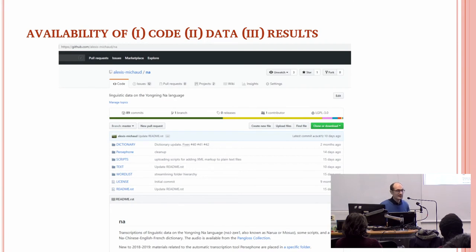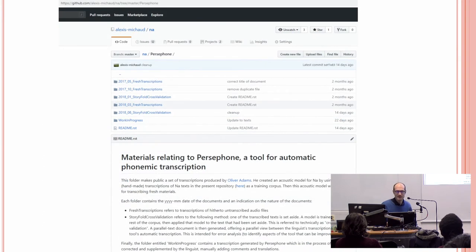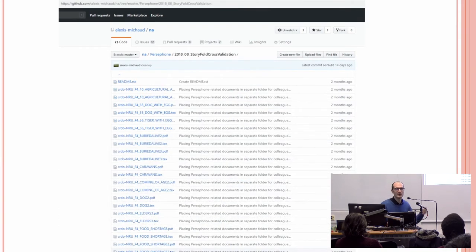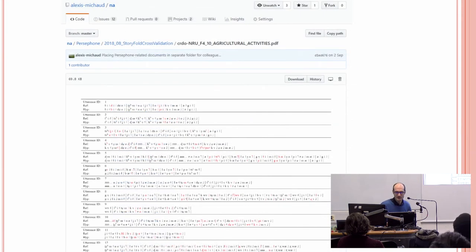So there's a GitHub repository where this is available, and it's open for anybody to look at those materials relating to Persephone. And there's the whole list of parallel text for the test set. It's called storyfold cross-validation. I learned some technical words, that was fun. It means you take out a story, retrain the acoustic model on all the rest of the materials except that, then apply it to that story. So the tool doesn't have the answer, and then you can compare it with the linguist's transcription. So we have those sets here.